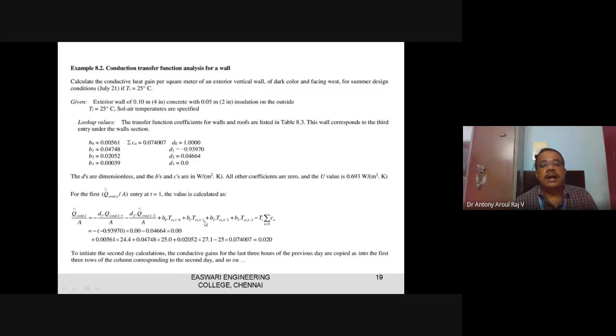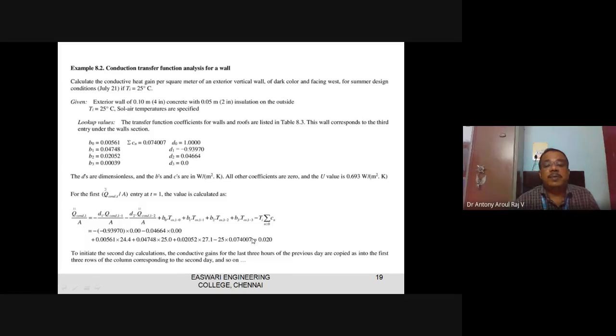I am doing all these calculations, and when I sum that, I have 0.020. So this is the value. That is the heat conducted at 0.